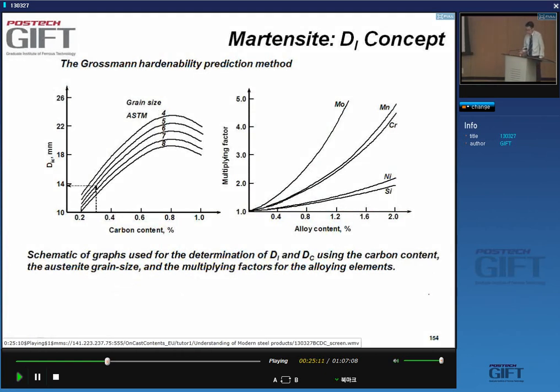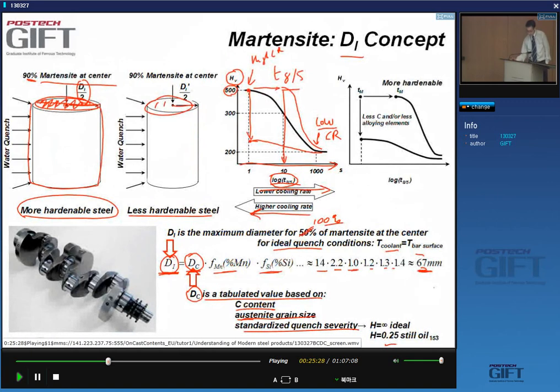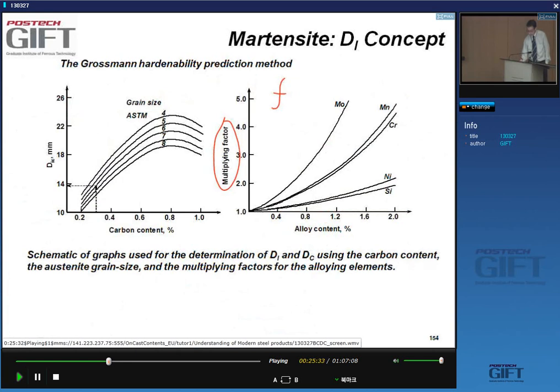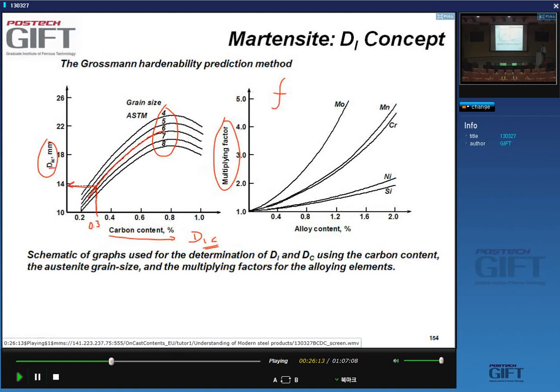and these multiplying factors, these F values, are given as a function of the composition. For instance, the multiplying factor for silicon is 1, so that means very low silicon content. Right, first let's look at this DIC value, because we're looking at ideal quenching. So DIC depends on the carbon content and depends on the grain size. Say we have a grain size of 6, the material's grain size, and we have 0.3% carbon, then the DIC value, excuse me, the DC value, is 14.